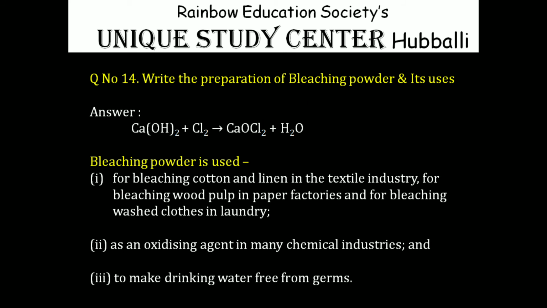Next question, write the preparation of bleaching powder and its uses. This question is also asked for 1 mark, such as write the chemical formula of bleaching powder. CaOCl2 is the chemical formula of bleaching powder. Calcium hydroxide, when it reacts with chlorine, gives CaOCl2, that is bleaching powder, and water molecules. This is the preparation.